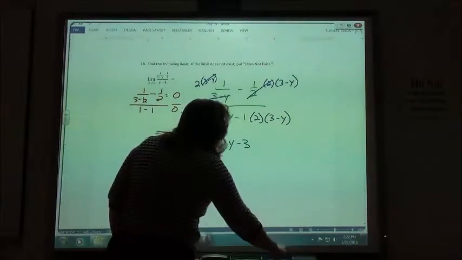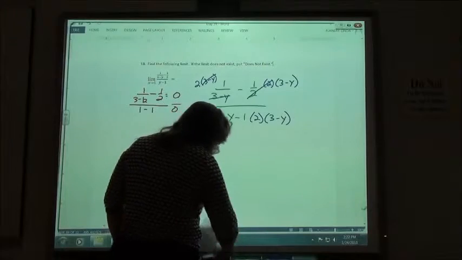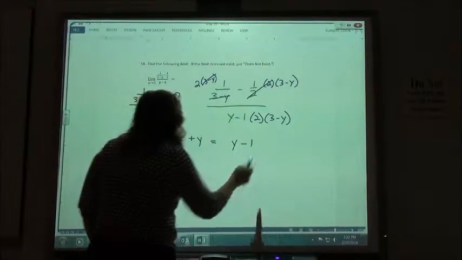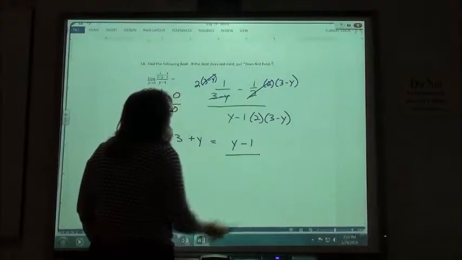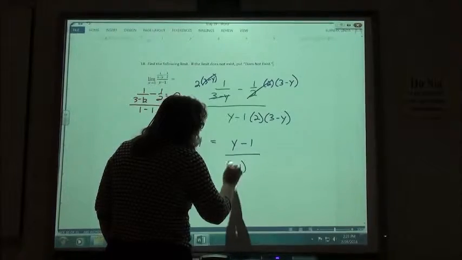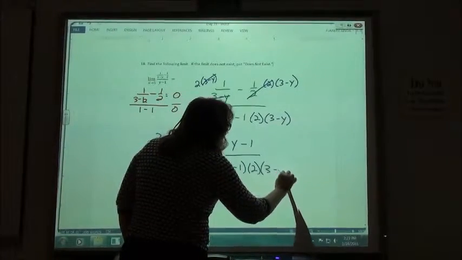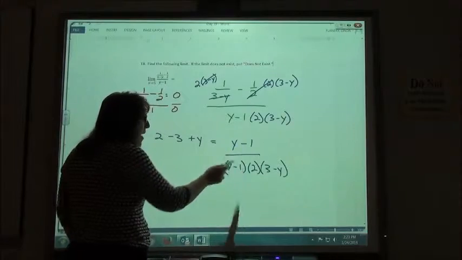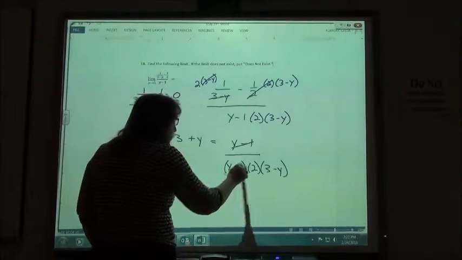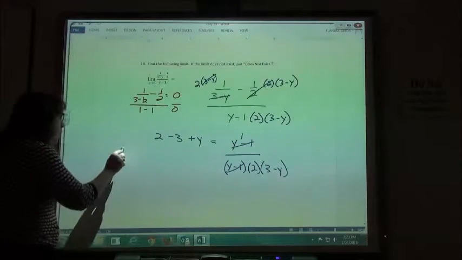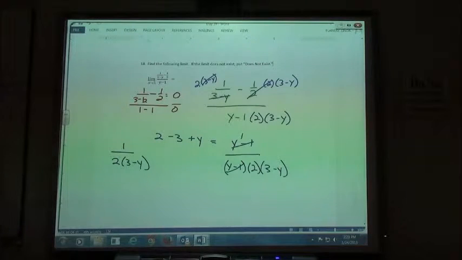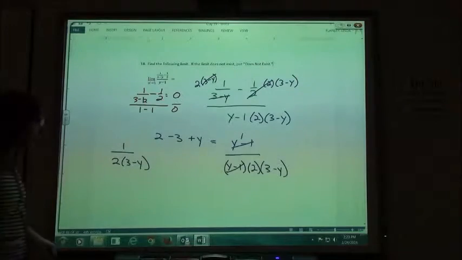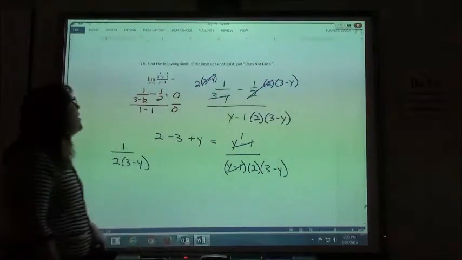Nope, not y minus 3. I'm going to have y minus 1. Y and 2 minus 3 would be minus 1. So I have y minus 1 on the top. On the bottom I have y minus 1 times 2 times 3 minus y. So here I have a y minus 1 that I can cancel out. That makes that 1. So I have 1 over 2 times 3 minus y. I could use my distributive property and multiply that out if I want, really not necessary. I've got my fraction in a simpler form, so now I can go ahead and evaluate it directly.